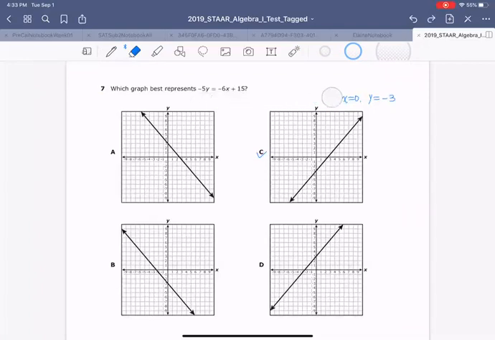And for number 7, relook at this. You want to divide it by -5 first, so that you change it to the slope-intercept format. Then you find out whether your slope is positive or negative, and whether the y-intercept is positive or negative, to help you. Okay? Which one do you choose? C. Okay.